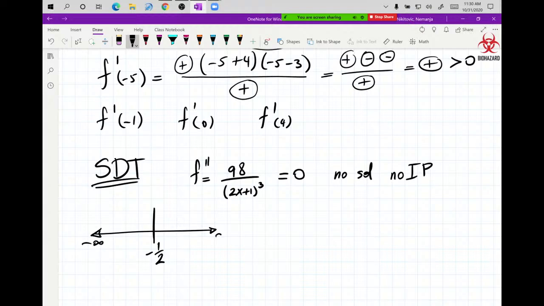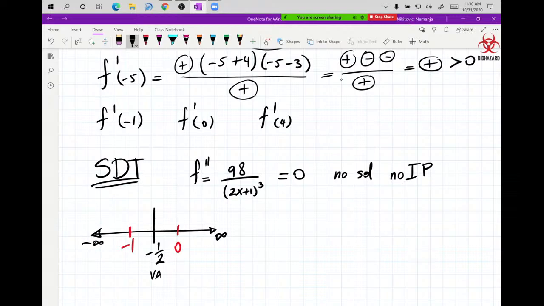Because that's the VA. We partition on vertical asymptotes and inflection points. I don't have any inflection points. So vertical asymptote is all I have. So -1 and 0 are my test values here. Now cube doesn't work the same as a square, right? The square makes the number always positive. The cube and odd exponents preserve the sign you have inside.